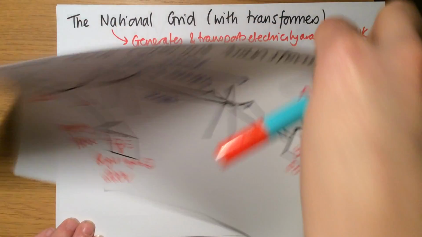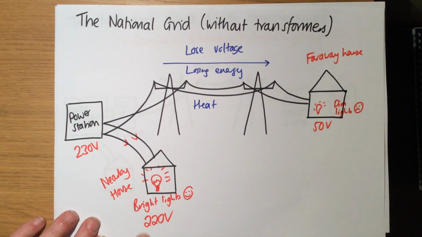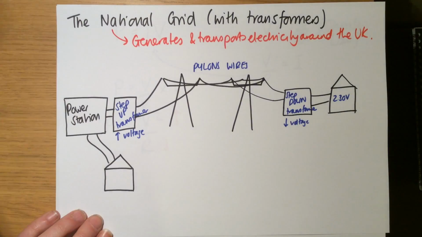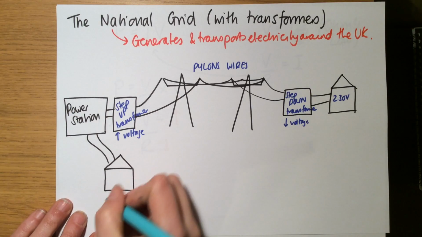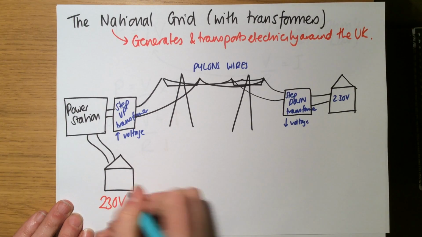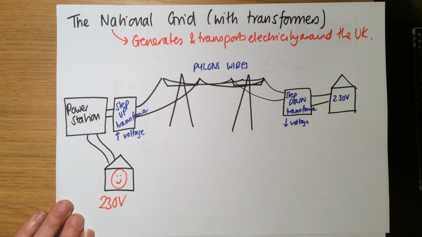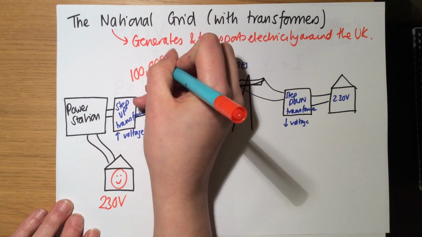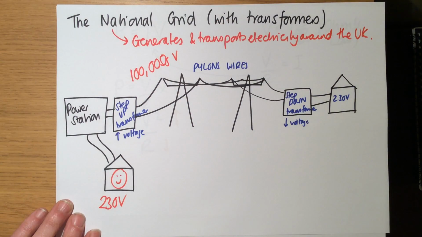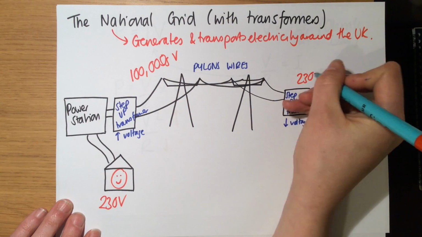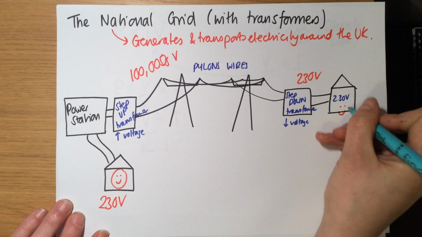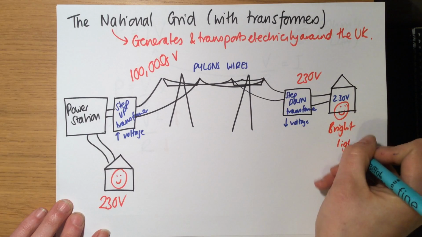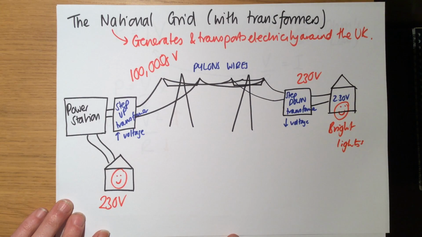So if I think back to this problem here, I saw that my nearby house has got really bright lights, and my faraway house has got really dim lights. Now if I do the same thing here, my nearby house will have, say, 230 volts. We're happy, nice bright lights. I step up the voltage here, it goes to hundreds of thousands of volts. Okay, I step it down again to 230 here, and the person at this house, nice and happy because they've got bright lights as well, and they've got electricity that works.